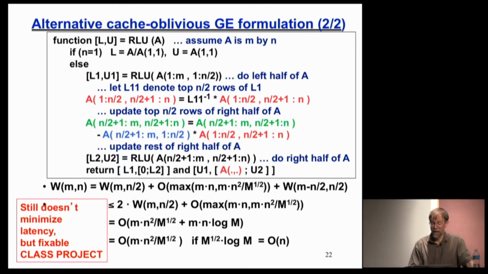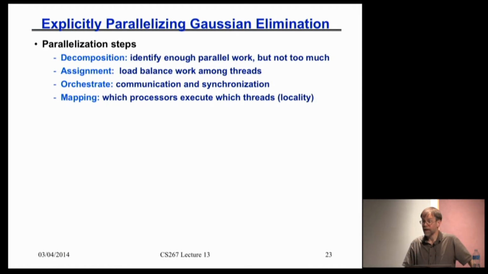Okay, so now let's go on to the parallel case, unless there are questions about the sequential case. And so let me just do it in a sort of high-level way first, and say that if I'm not worried about communication, then I can actually do it. There's an enormous amount of parallelism, too much if I want to actually be practical. So I need to identify enough parallel work, but not too much. I need to assign it to different threads. I need to worry about the communication. And I need to decide which processors execute which threads.